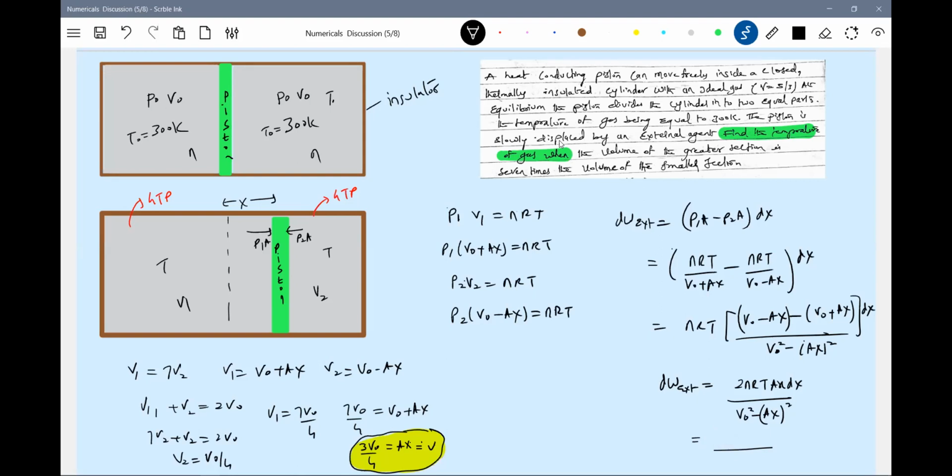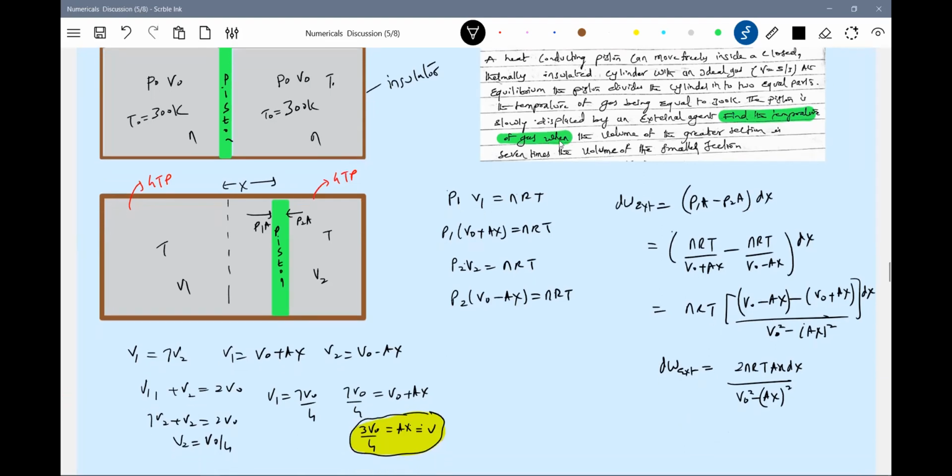First, I'll calculate the pressure difference. We have to bring an expression for dx, no? Okay, AX is what? I'll write it as V. I'll slide up, I need some space. So 2 nRT, AX is what we represented as V, so V naught square minus V square. This is dx. Dx, we can write as dV by A.